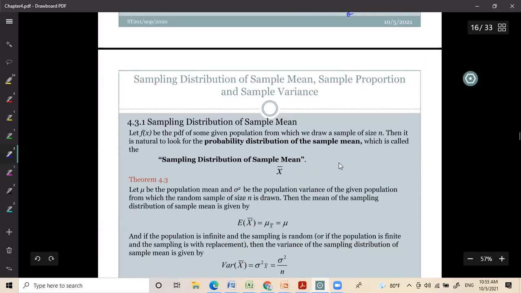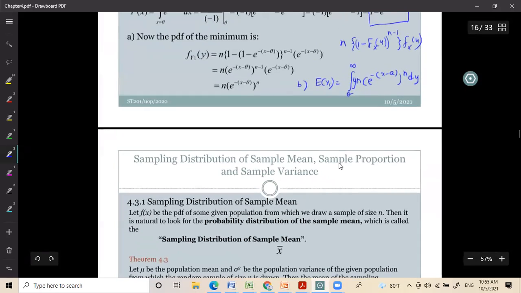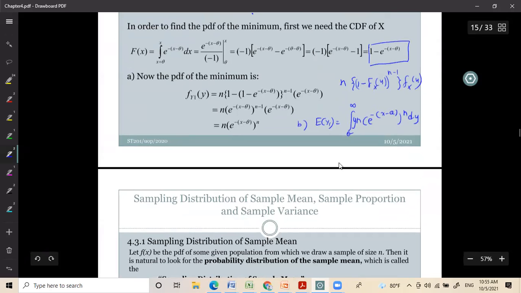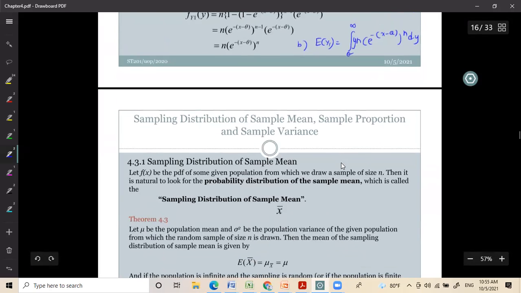Now this is a little bit different. This order statistics part is done. So there's no connection between order statistics and the sampling distribution. This is the next section of the chapter. Okay, so it is about the sampling distributions.